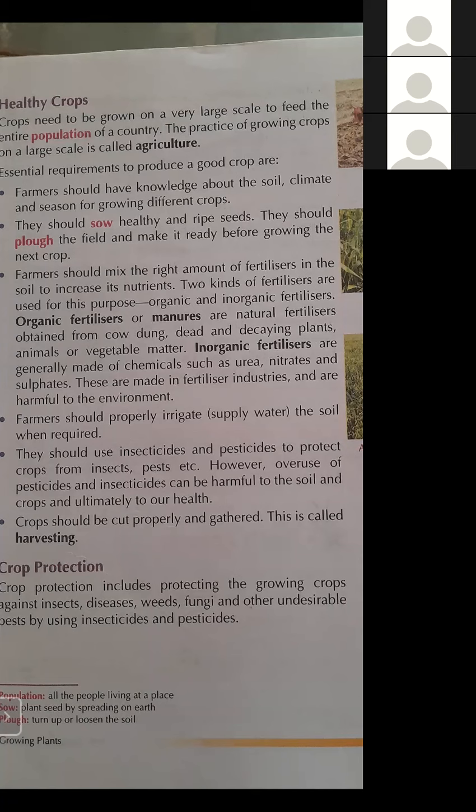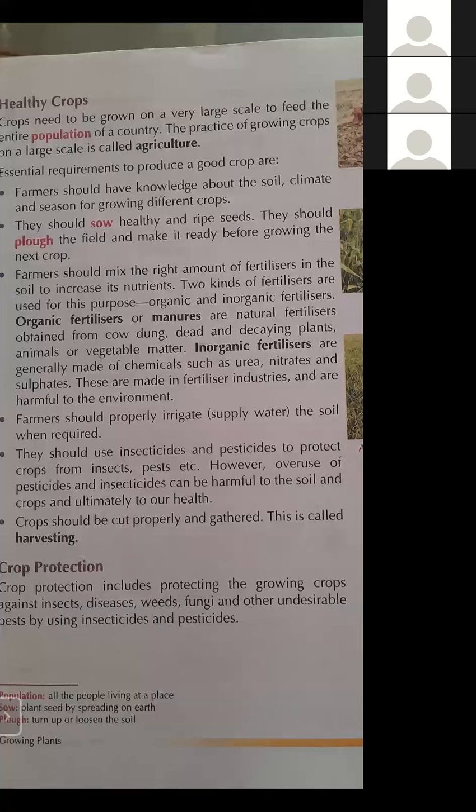So every plant needs some nutrients. But when we are producing plants on a very large scale, meaning in agricultural practices, we have to add some nutrients into the soil so that healthy crops can be grown. So to do this, we add some fertilizers. Fertilizers are some chemicals prepared in a factory and added to the soil for their nutrient requirements.